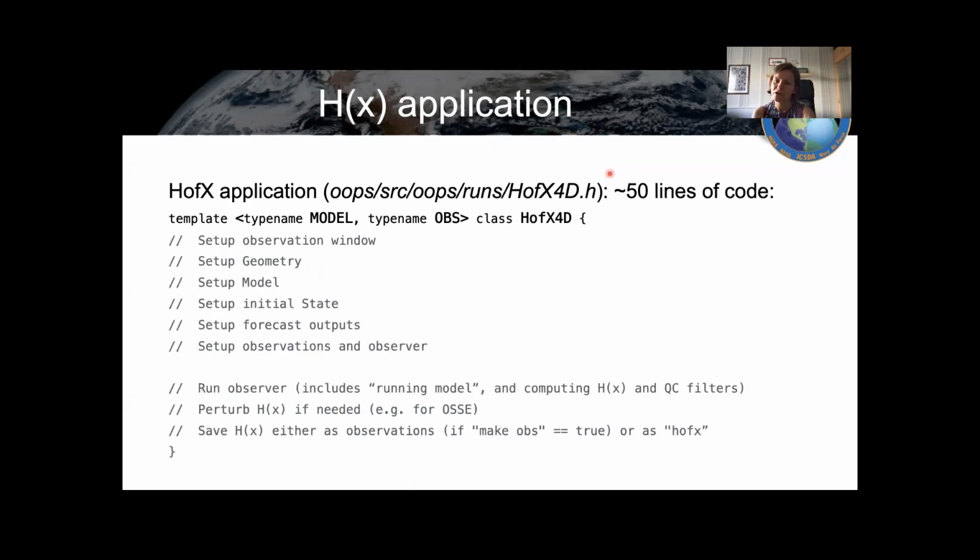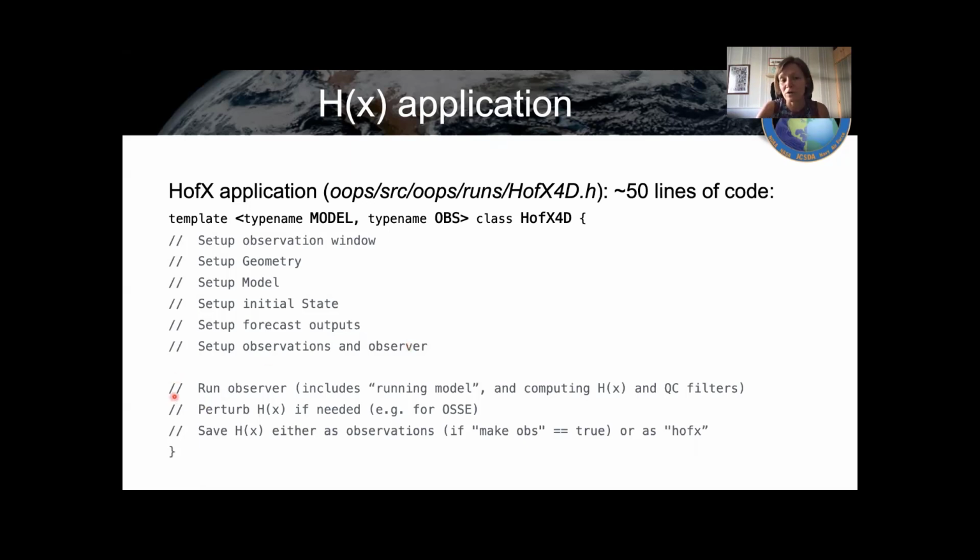So if we look at the HofX application, you'll see it's a pretty short code, and there might be about 50 lines of code if you remove the comments, etc. And here, instead of removing the comments, I just left the comments to show you what it does. So there's this setup section that sets up the observation window, the geometry, which is a class or an interface class that defines the model resolution, MPI distribution, etc. Sets up the model, reads initial states, sets up observations and observer. So observation operators you want to use, and the filters if you want to run any QC filters.